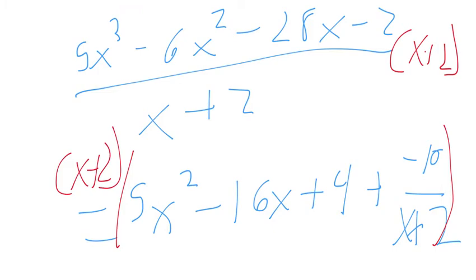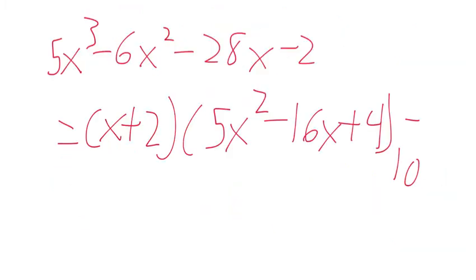And that would give us, after we multiply both sides by x plus 2, that our original function, the 5x to the third minus 6x squared minus 28x minus 2, is equal to x plus 2 times our quotient 5x squared minus 16x plus 4, and then minus our remainder of 10.